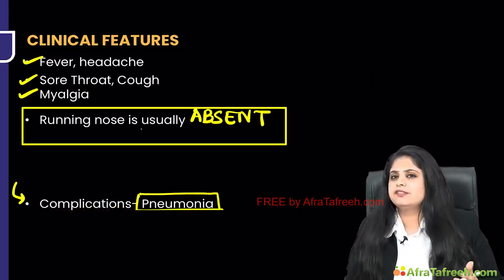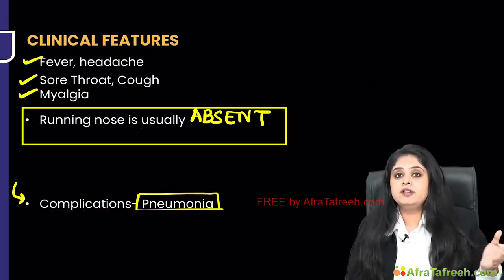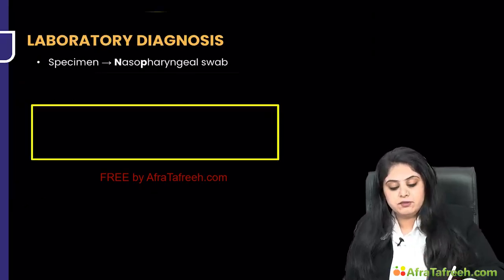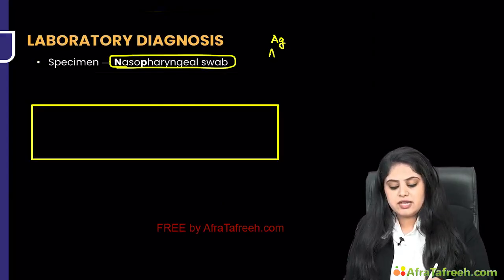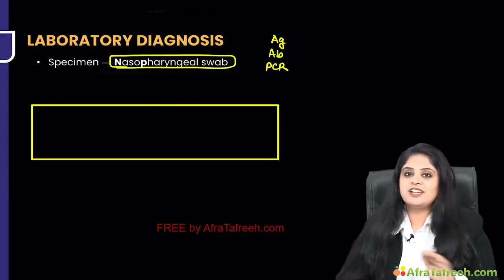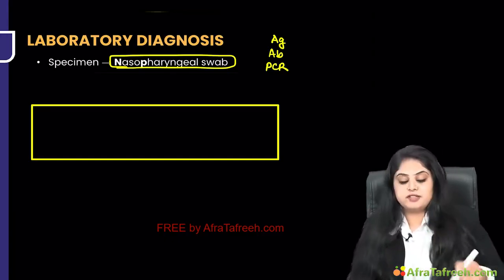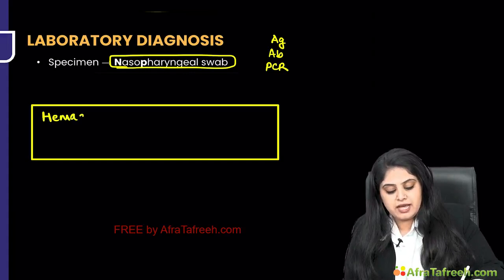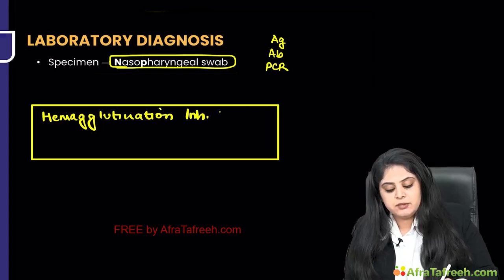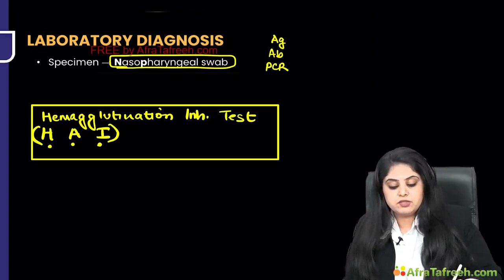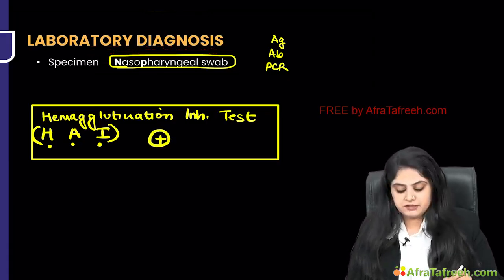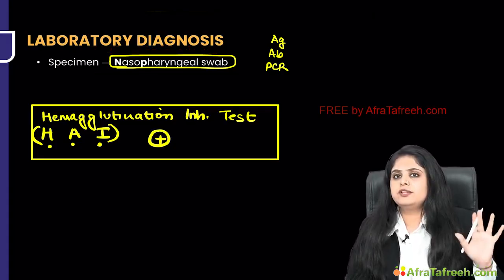How do you do the lab diagnosis? What sample will you take? Common sense, ma'am. Like for COVID you were taking nasopharyngeal swabs. For influenza also you will take a nasopharyngeal swab, and we do the same story. We do antigen detection, antibody detection, we do polymerase chain reaction that we are doing for every virus. Now, what is so special about this virus? This virus shows a test called the hemagglutination inhibition test. Just learn the name of this because it is very, very important. It might be written as HAI, hemagglutination inhibition test, is going to be positive in a case of influenza virus. That is the influenza pathogenesis, lab diagnosis.